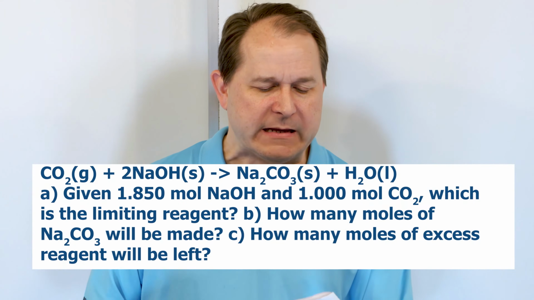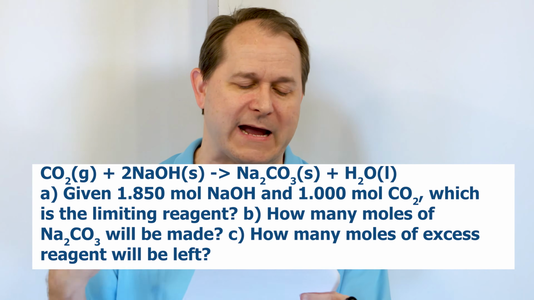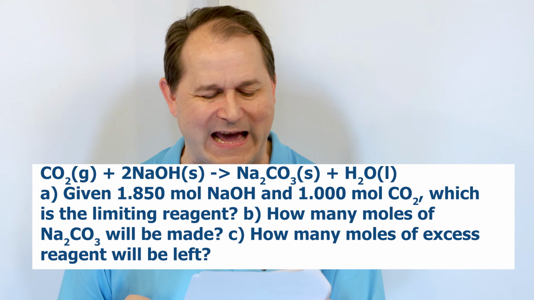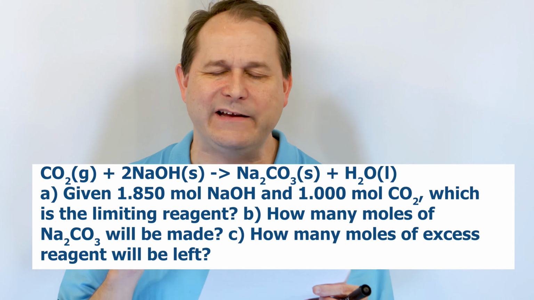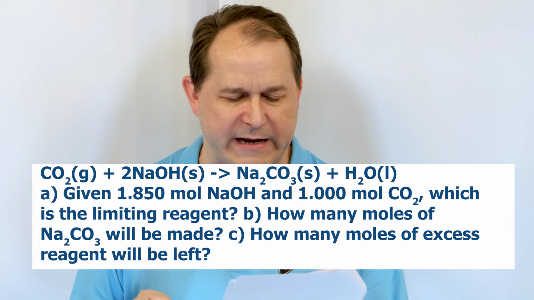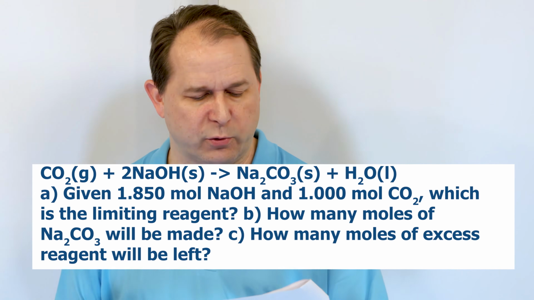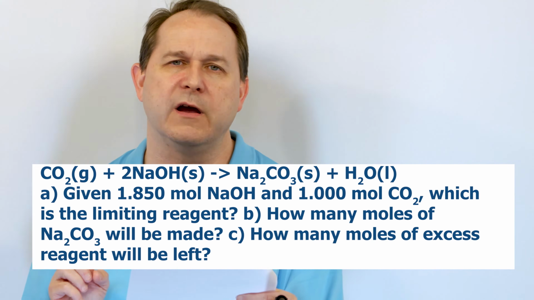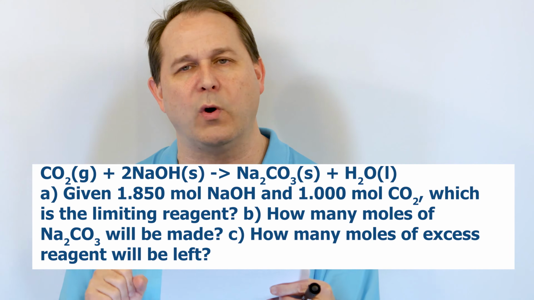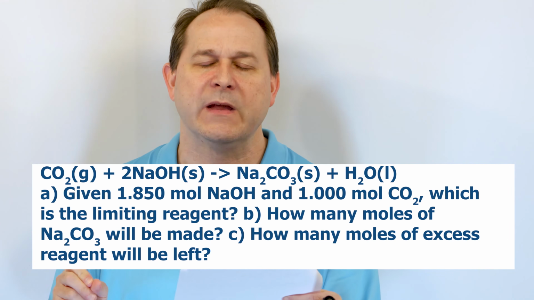All right, here's our first real problem with limiting reactants. The following is a reaction of carbon dioxide with sodium hydroxide. The reaction, I'll write it down again, but it's CO2 as a gas plus 2 NaOH, that's sodium hydroxide, yields Na2CO3, which is sodium carbonate, plus H2O, which is water. So 4 different species in the chemical reaction. And part A says, if I have 1.850 moles of sodium hydroxide, NaOH, and 1.0 moles of carbon dioxide, which is the limiting reactant? So that's part A.